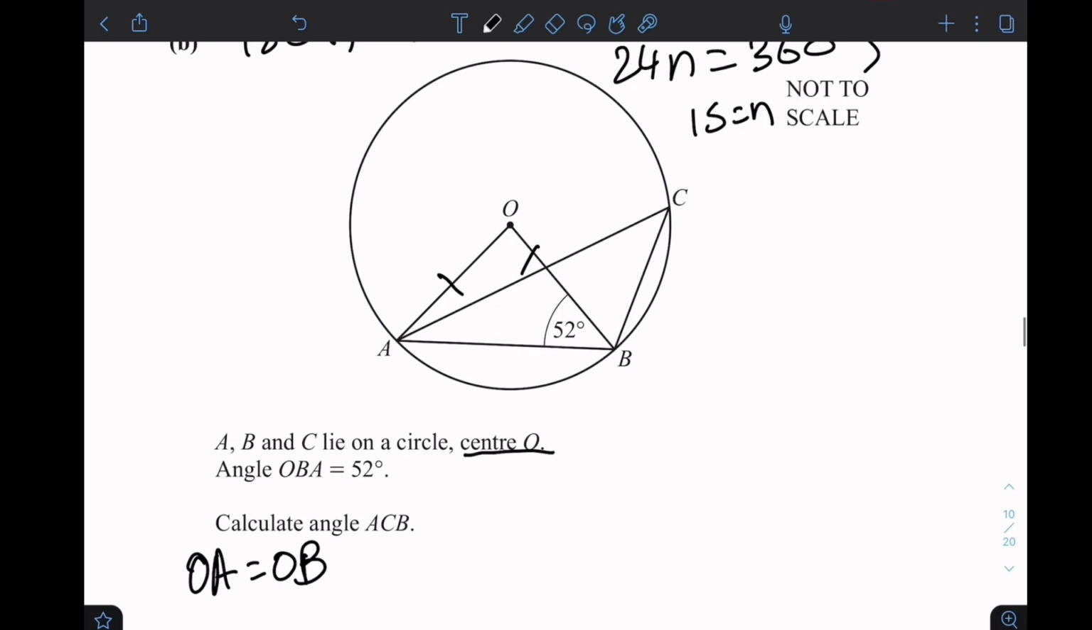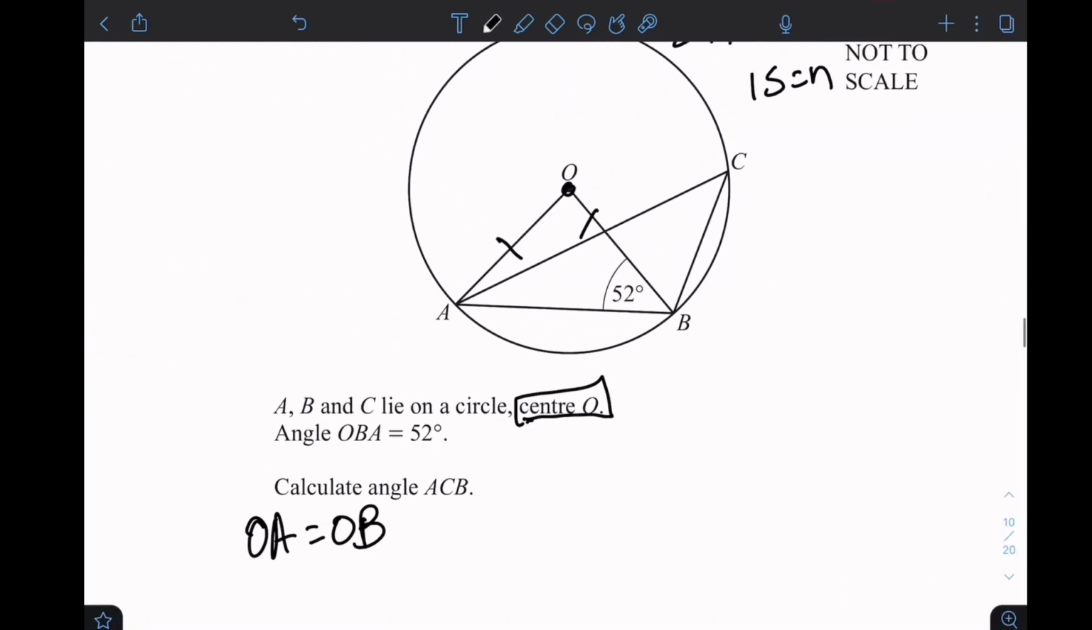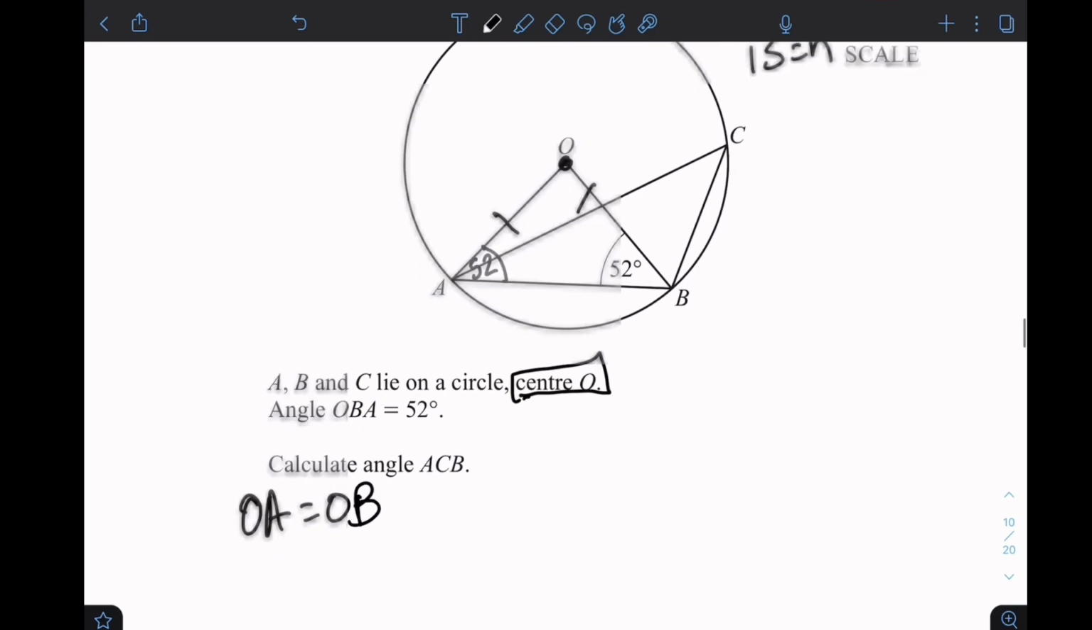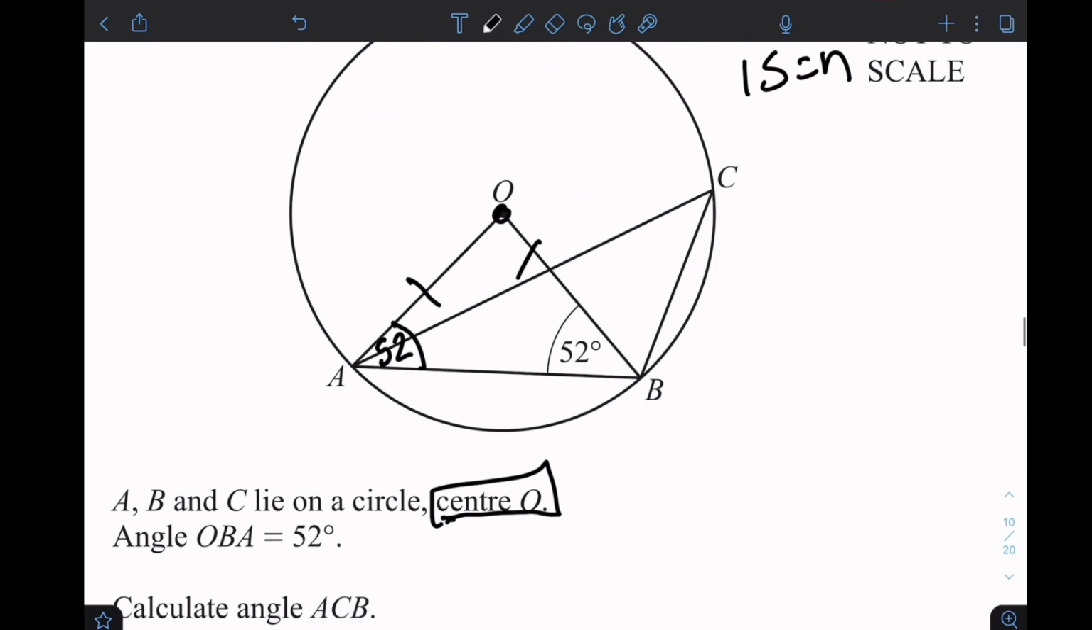They said center O. When it says center, you should know that any line from the center to the circumference is the radius basically. So OA is equal to OB. So this is also 52 degrees. And because of that, AOB is equal to 180 minus 52 multiplied by 2. So 180 minus 104, which is 76. So AOB is equal to 76 degrees.